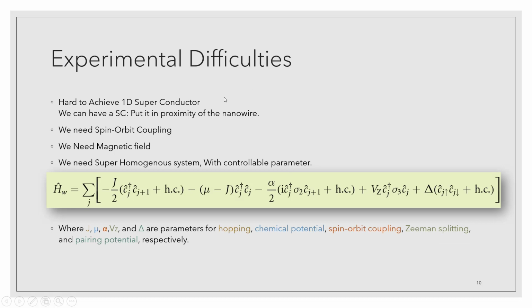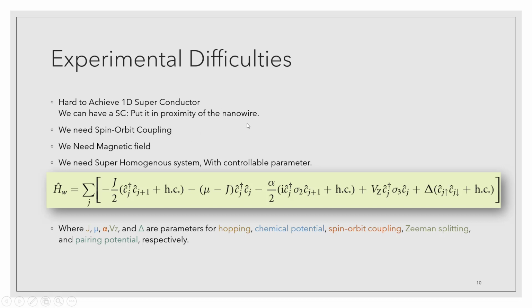Experimental difficulties. One of them is that it is very hard to have superconductivity in one dimension. As you know, it doesn't work very well in one dimension, so what we do is we put a nanowire in the proximity of the superconductor, and it will induce superconductivity in this nanowire. But there come a lot more problems here.